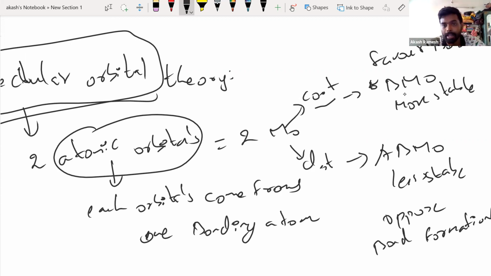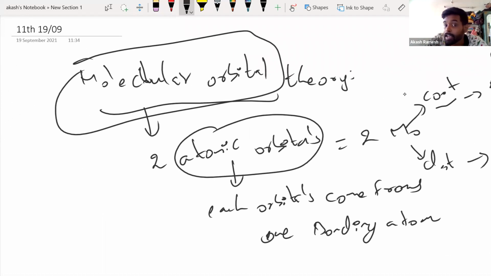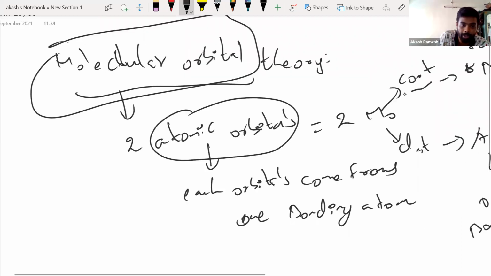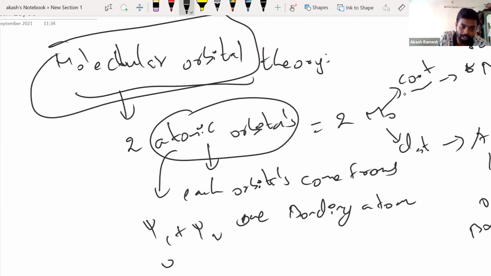And I told you that in this case, we are going to take into account the wave nature of the atomic orbitals, right? Each atomic orbital has one psi value. Now these psi1 and psi2 will constructively interfere, or destructively interfere, that is minus, to form bonding and anti-bonding molecular orbitals respectively. Very, very simple. This is the overall story of what we saw last class.